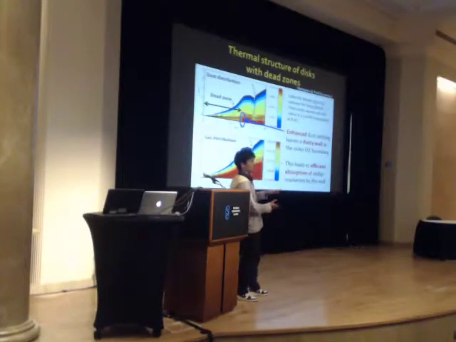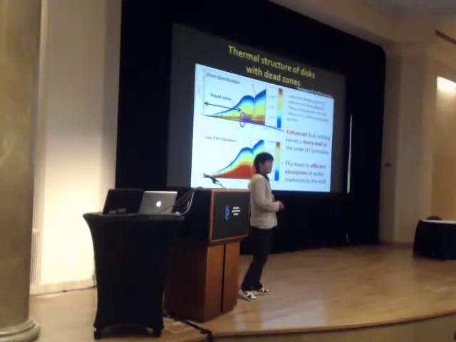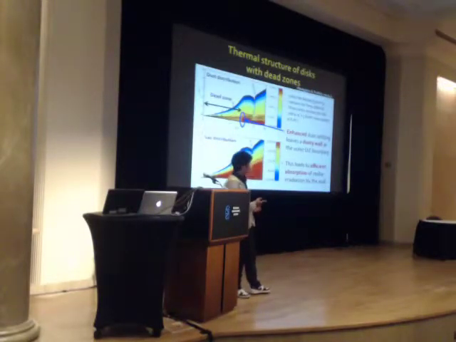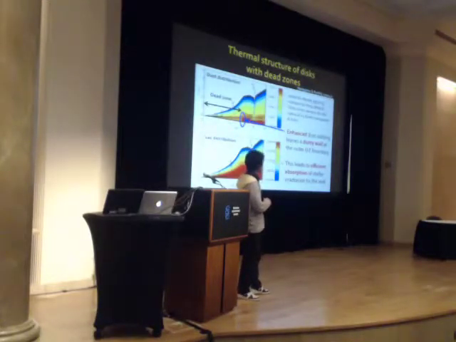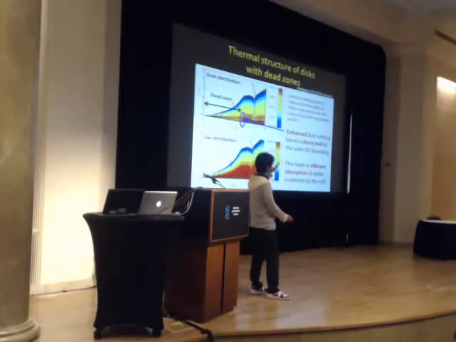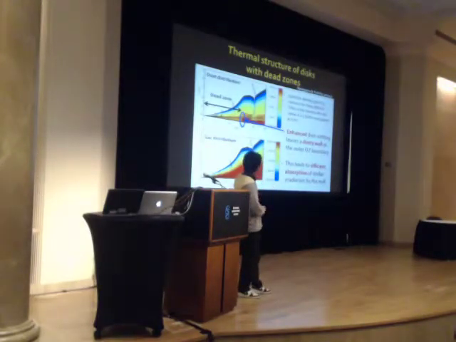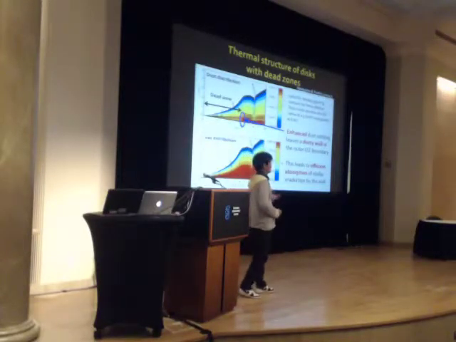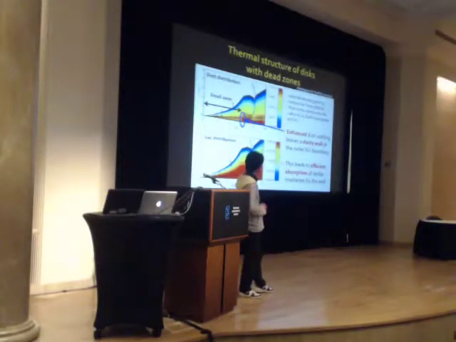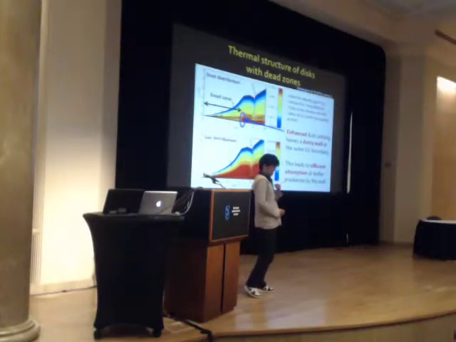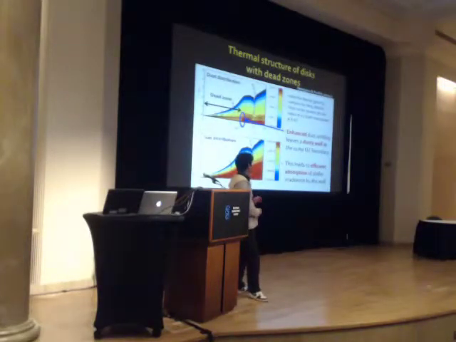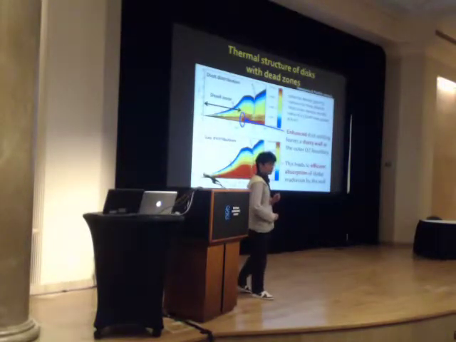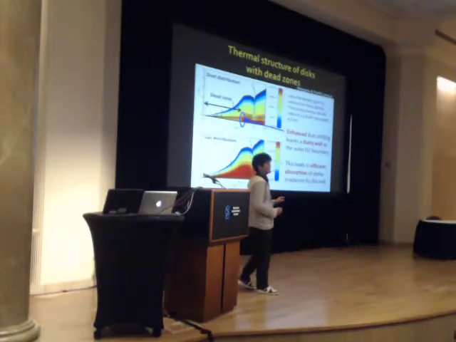Dust settling is controlled by two things: one is the grain size, and the other is the strength of the turbulence. If you focus on the dead zone, the strength of the turbulence is significantly suppressed, so that's why these grains settle into the midplane very efficiently. But beyond that, turbulence is still very effective, so that's why we have the dusty wall. By performing the radiative transfer calculation, we found that the dusty wall leads to efficient absorption of the stellar radiation, and this affects the disk temperature significantly.